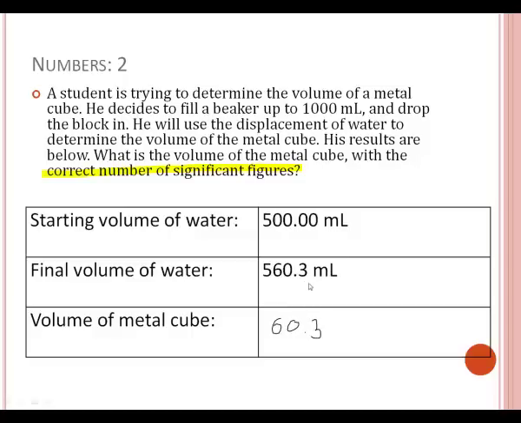Now, if you look here, this guy's got 1 decimal place, whereas this guy has 2 decimal places. Our answer can only be as accurate as the least accurate measurement. So this is the least accurate measurement, and it has 1 decimal place, so my answer can only have 1 decimal place. If you put down 60.30, that would be wrong. It's got to be 60.3. It has to have the same number of decimal places as the piece of data with the least number of decimal places.